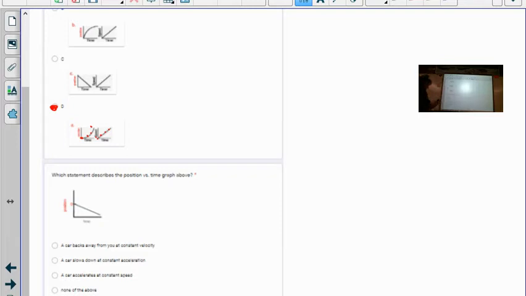Which statement describes the position versus time graph above? So position versus time. So here is 0, so something is going backwards, and it's going backwards at a constant rate. And so this says a car backs away slowly at a constant velocity. That is the correct one.